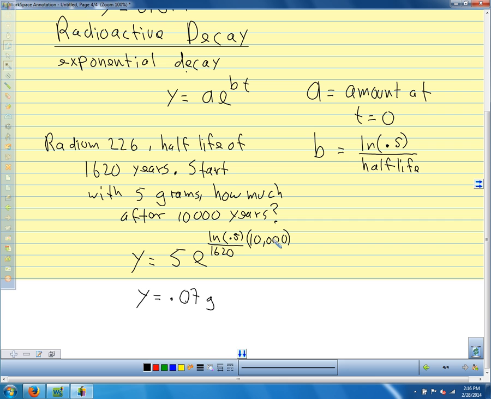And I'm just going to put that in my calculator and calculate. So after 10,000 years, if we have 5 grams, we're still going to have about 7/100ths of a gram of radium-226. Still radioactive. All right, questions there?